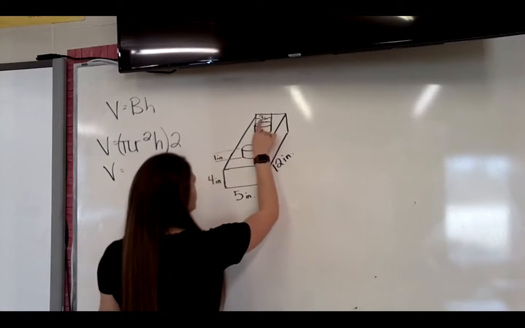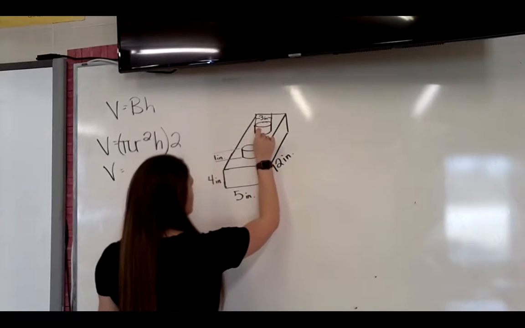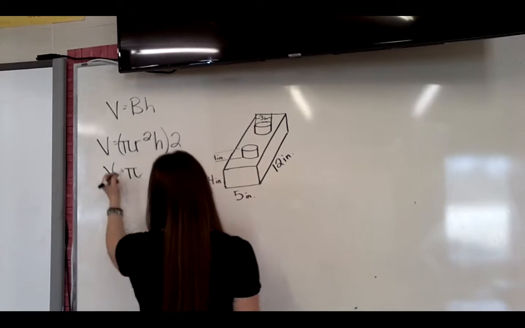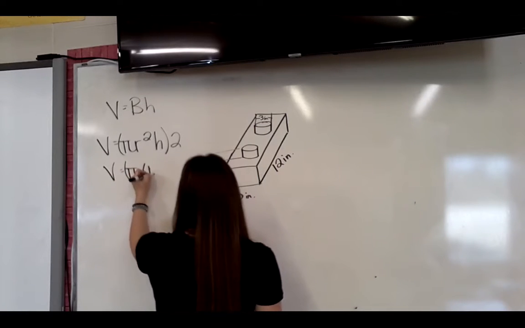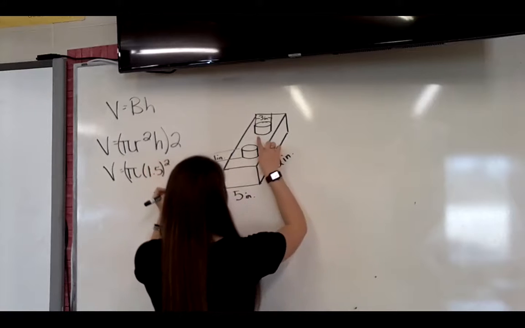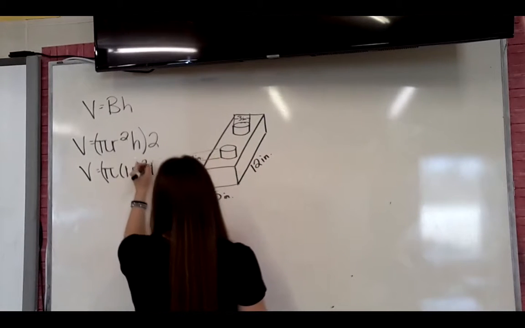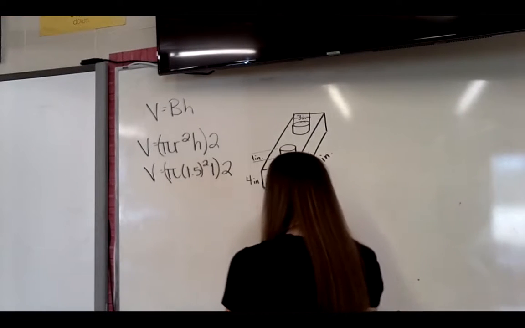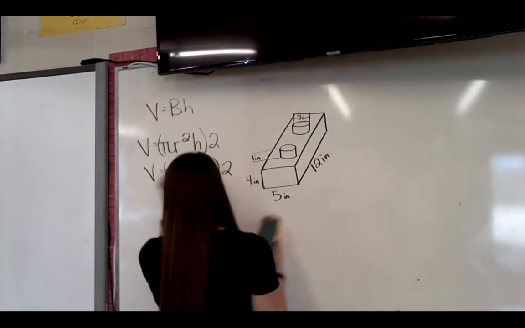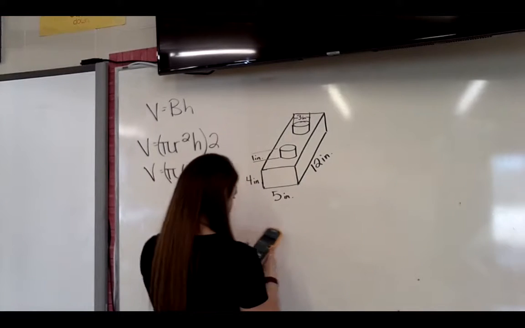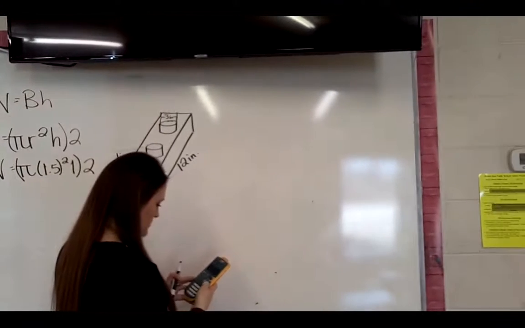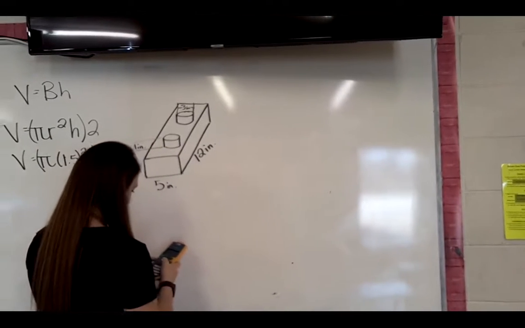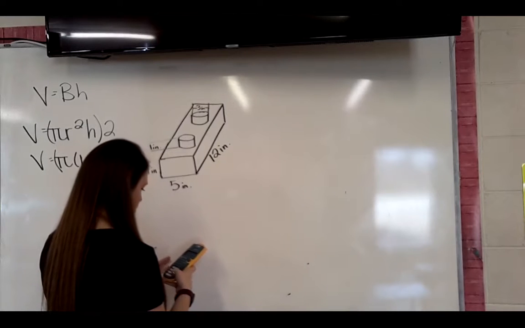If you notice, they gave me the distance all the way across, which is diameter. So halfway across is your radius. Half of 3 is 1.5. So I have pi times 1.5 squared times the height of those cylinders is 1 inch, all times 2. So 1.5 squared is 2.25 times 1 is just the same number. So I have 2.25 times pi, then we have times 2.